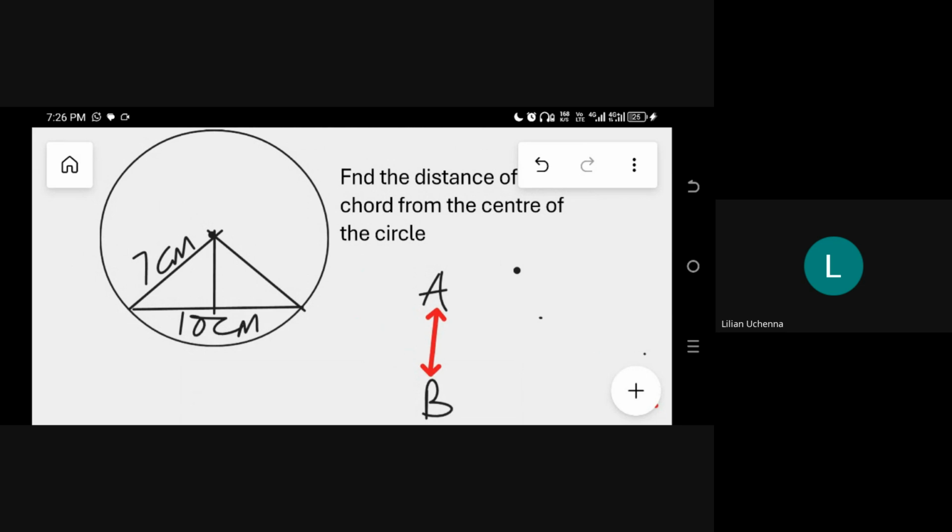Find the distance of the chord from the center of the circle. You already know the center of the circle. That's the dot at the middle of the circle. Where is the chord? The chord is this line whose length is 10 centimeters at the bottom. That is the chord. Now find the distance of the chord from the center of the circle. Center of the circle at the top, the chord at the bottom, the distance between these two, the distance of the chord from the center of the circle.